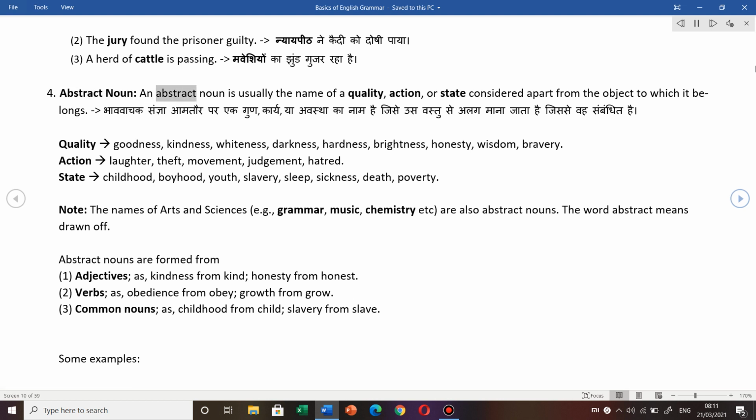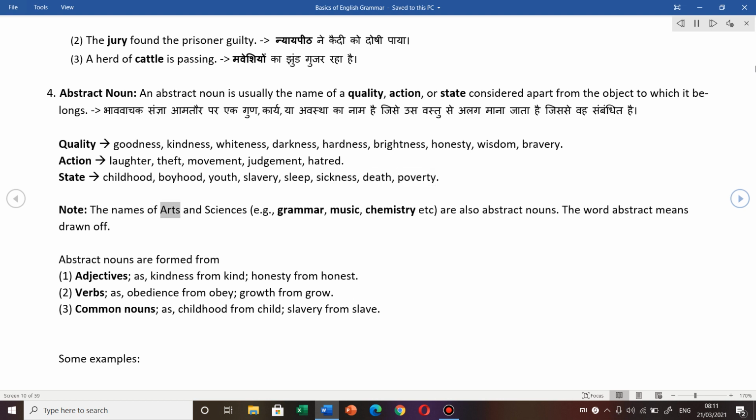Abstract noun. An abstract noun is usually the name of a quality, action, or state considered apart from the object to which it belongs. Quality: goodness, kindness, whiteness, darkness, hardness, brightness, honesty, wisdom, bravery. Action: laughter, theft, movement, judgment, hatred. State: childhood, boyhood, youth, slavery, sleep, sickness, death, poverty.